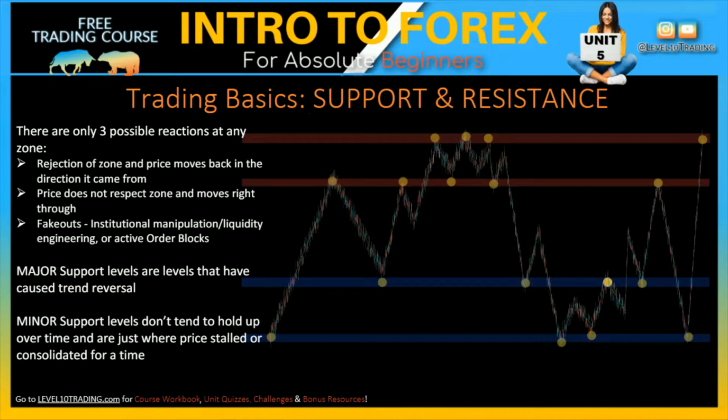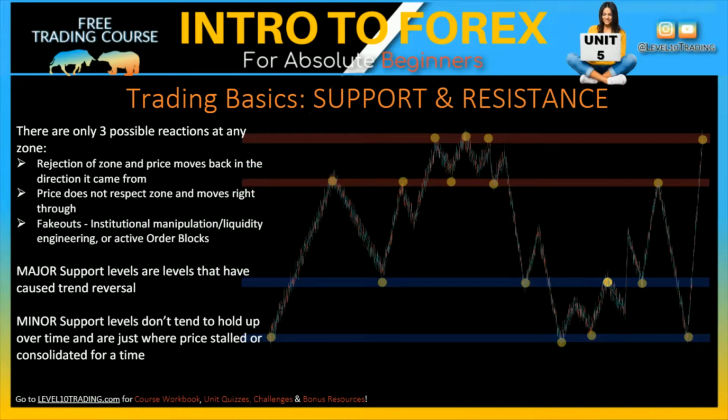But at any zone that you draw, any zone, there are only 3 possible reactions that can happen. One is that price will reject the zone and move back away from that zone, just like you predicted and like it's done in the past. You could have this zone drawn and say, well, as soon as price hits this zone right here, it is going to reject and plummet because that is what it has done in the past.